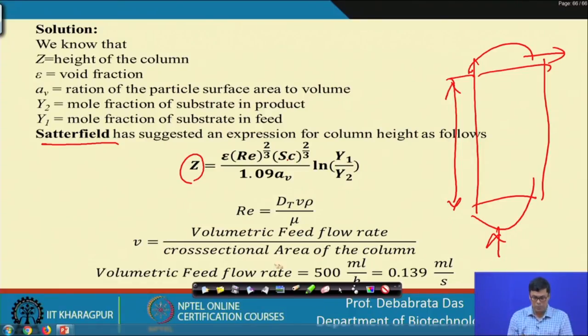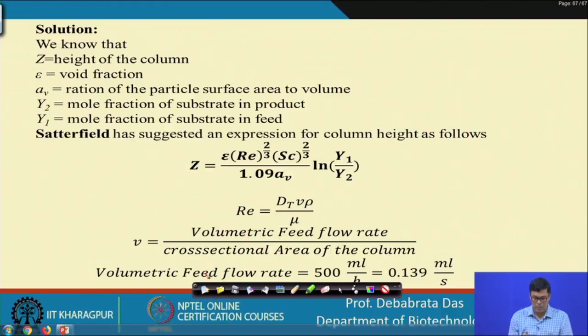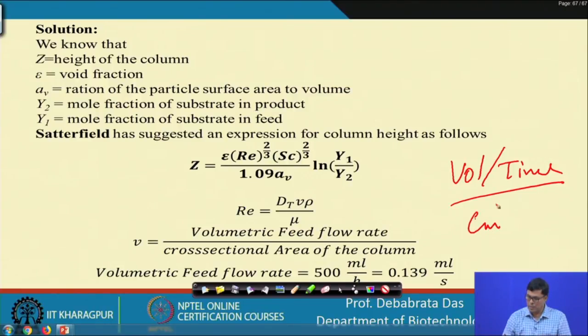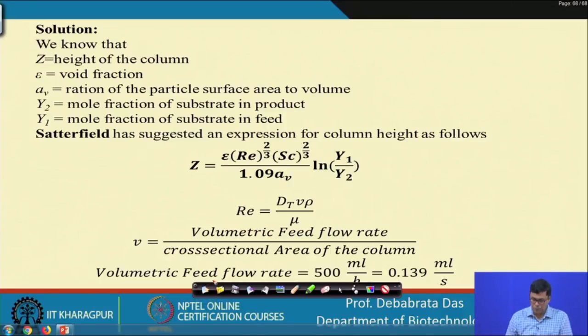If we analyze this, I have solved this equation here. From this data we can easily find the velocity of the fluid, since the volumetric flow rate and cross-sectional area are given. Volumetric flow rate means volume per unit time, am I right? And cross-sectional area is in centimeter square, and volume is usually centimeter cubed or milliliter. So if you cancel, it will be centimeter per unit time, which is the velocity. So velocity you can easily calculate here.